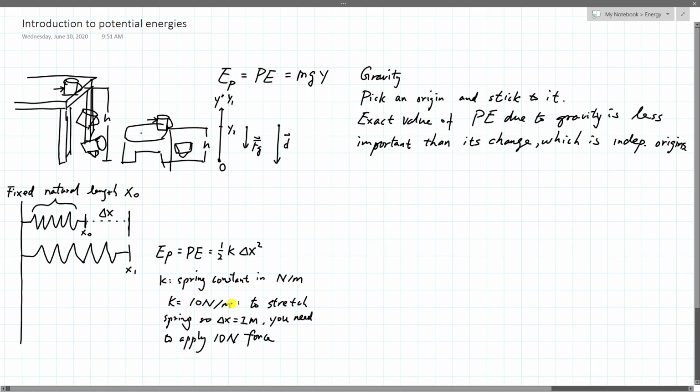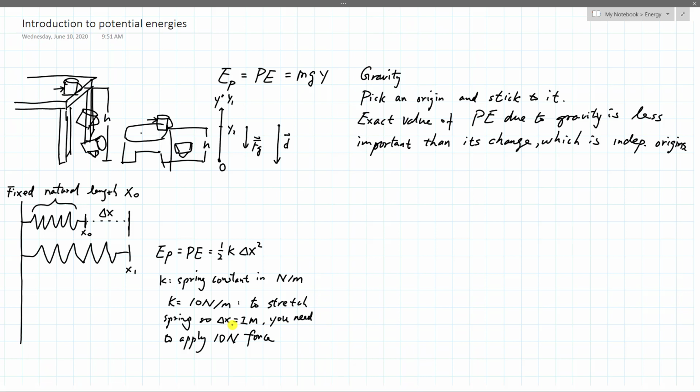And also you can proportionally go down. Say if you only applied 1 newton of force, instead of stretching 1 meter, you stretch 1/10 of that, you just stretch 10 centimeters. We have springs like that, that's almost 10 newtons per meter. We do experiments on the springs. There's a lab for that.